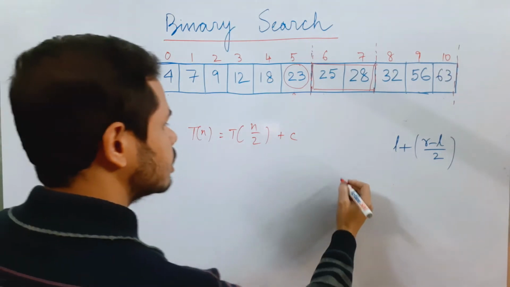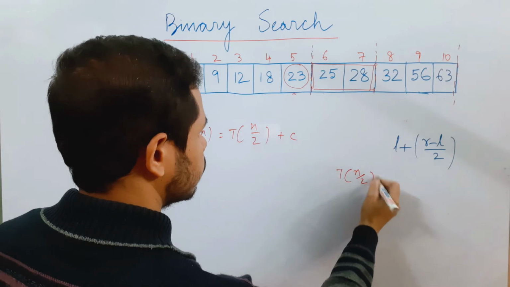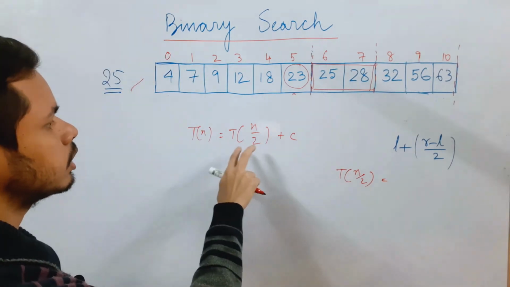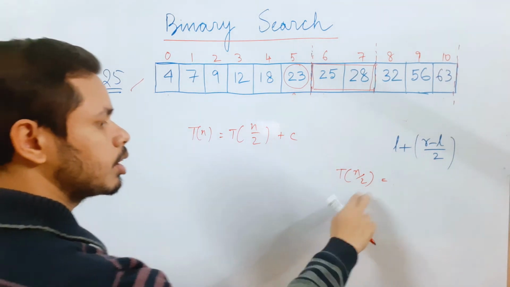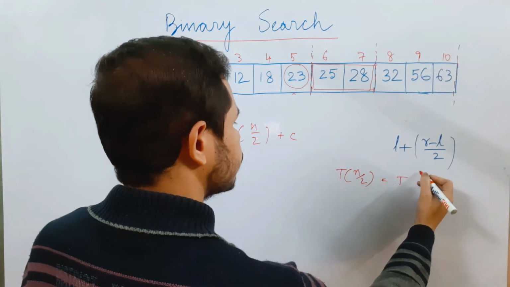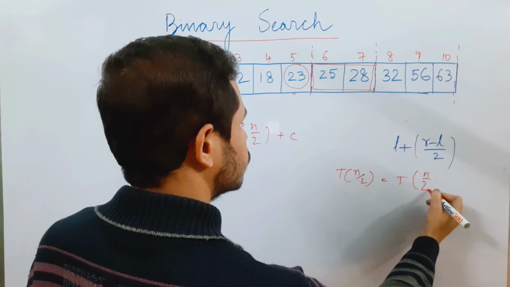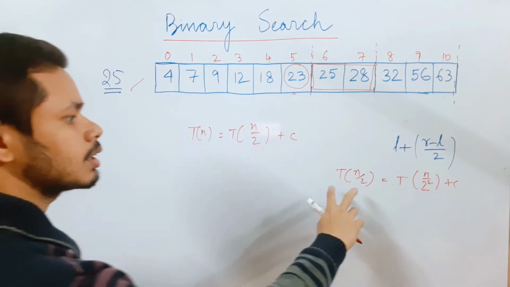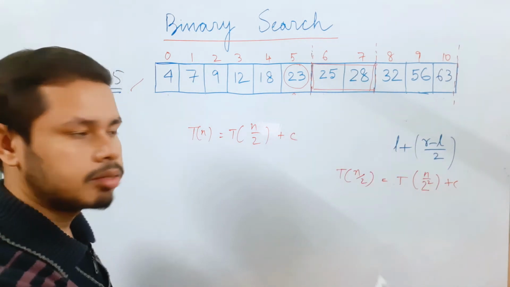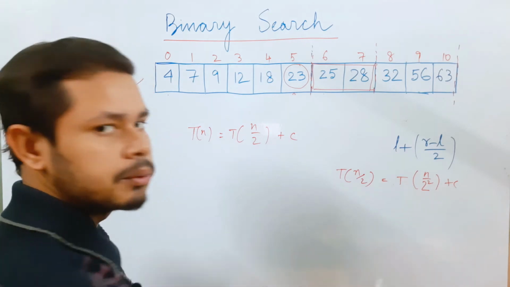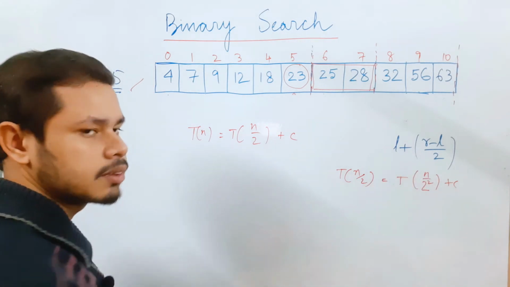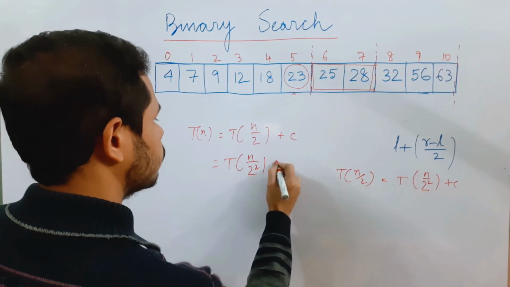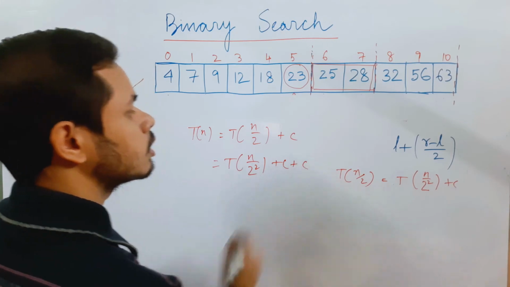So what is T(n/2)? Simply follow this: T(n) equal to T(n/2) plus c. So T(n/2) will be T(n/2^2) plus c, isn't it? Because it will further get divided into half. So n by 2 by 2 means n by 2 square. So simply write T(n/2^2) plus c, and the c was previously there, plus c.